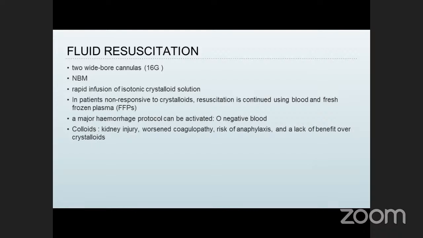Why? Because colloids are associated with increased risk of kidney injury, worsen coagulopathy, and there is always a risk of anaphylaxis. And the studies have shown there is no benefit of colloid transfusion over crystalloids. And in case the patient is still non-responsive to crystalloids, go ahead with resuscitation with blood and blood products. So in case there is a major hemorrhage, always initiate the major blood transfusion protocol with O negative blood.